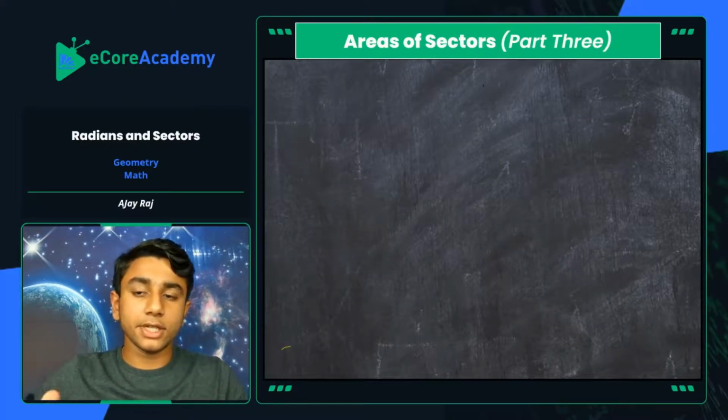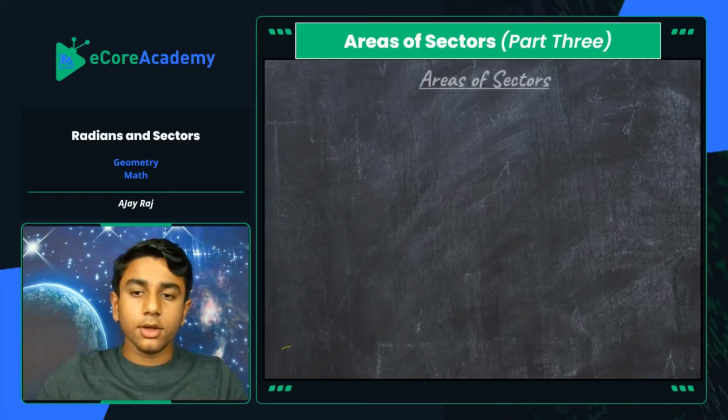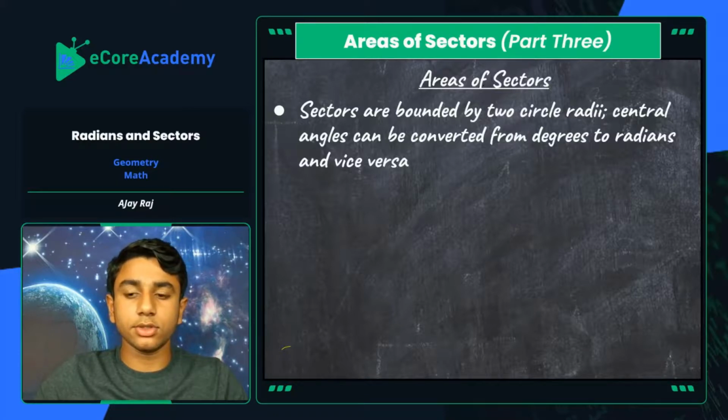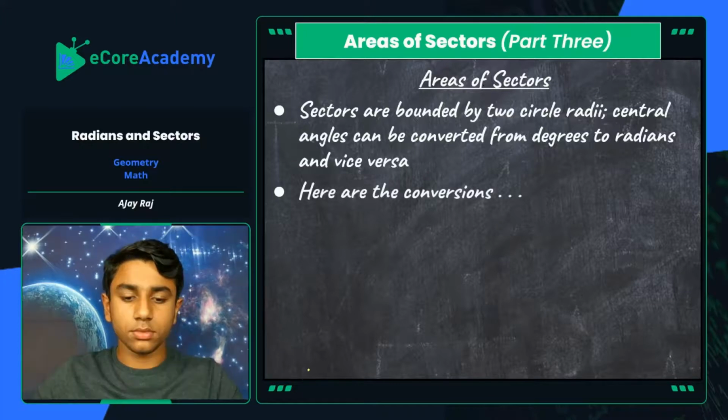Now looking at areas of sectors, part 3. Let's look at the areas of sectors. Let's look at their formal formulas in the next slide, but I just want to explain how exactly these formulas are brought about. Sectors are bounded by 2 circle radii, and those central angles can be converted from degrees to radians and vice versa. So those are the defining factors. That central angle is what's actually going to develop the whole area of your circle. You need absolutely nothing else once you're given that radius and that central angle.